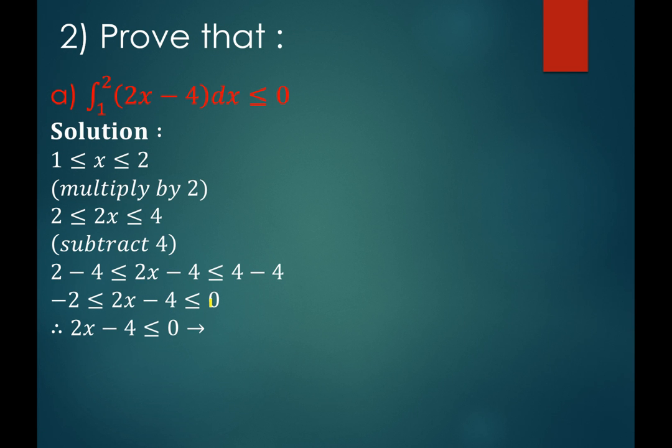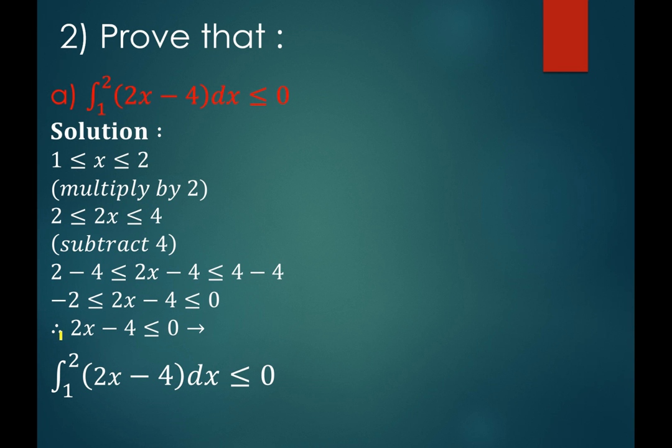Now let the integration get in for each. Or no need, you are just going to think about 2x minus 4. It is smaller than or equal to 0. Because it is smaller than or equal to 0, that means the whole function is negative. The whole values of the function are negative. So we can say that, therefore, we found that 2x minus 4 is smaller than or equal to 0 for all values from 1 to 2. From 1 to 2, the function is all negative.